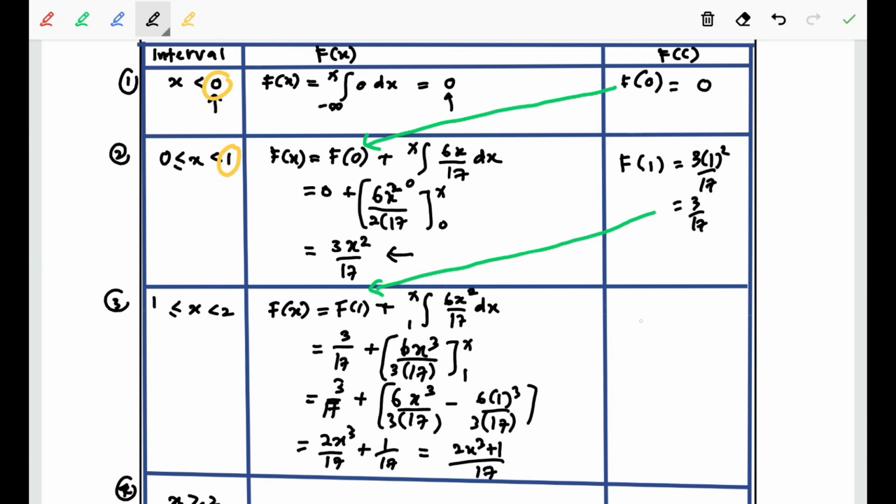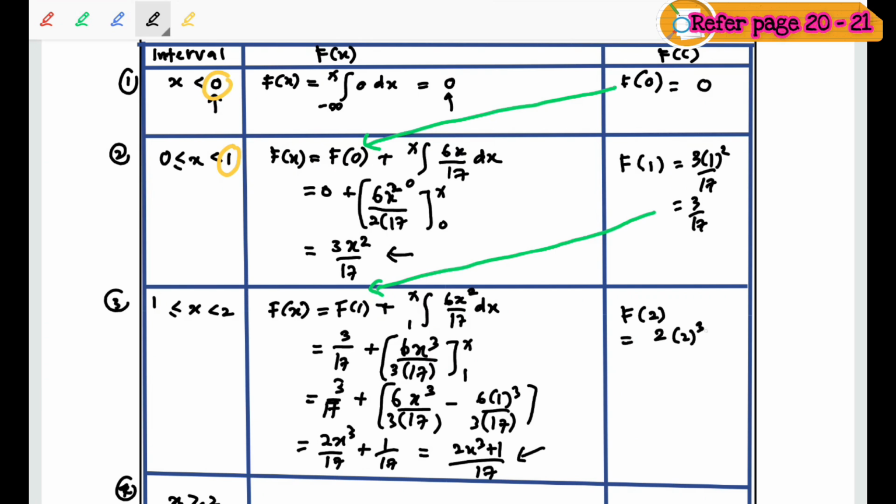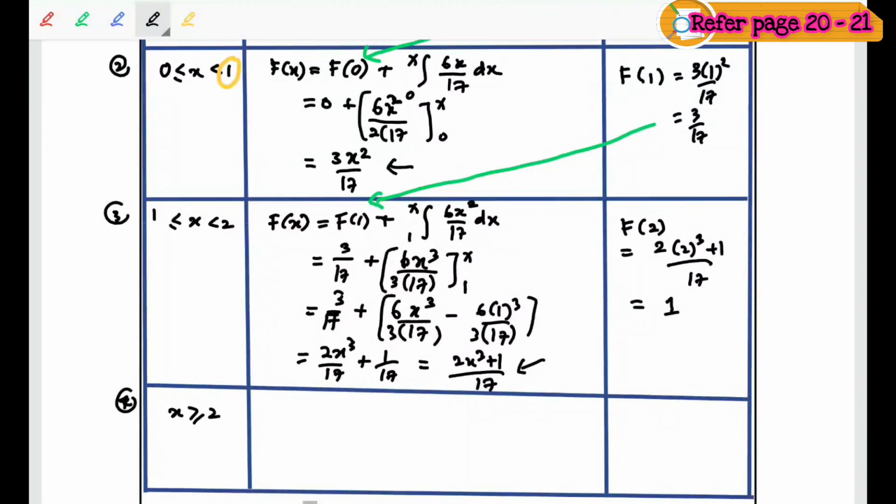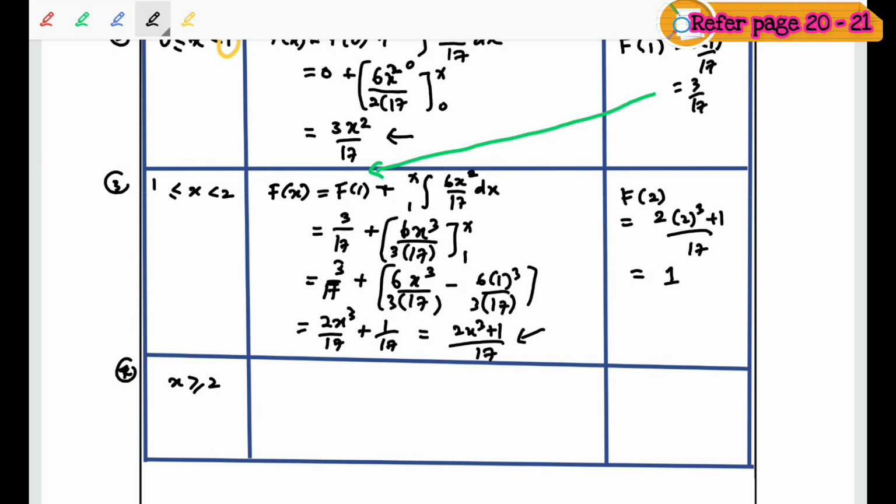Okay, so for the last column is f of c, so it should be f of 2. So f of 2 needs to be substituted into this function. 2 needs to be substituted here. So f of 2 should equal 2 times 2 cubed plus 1 over 17. So then you get 1 here. Right, so proceed with the last interval.